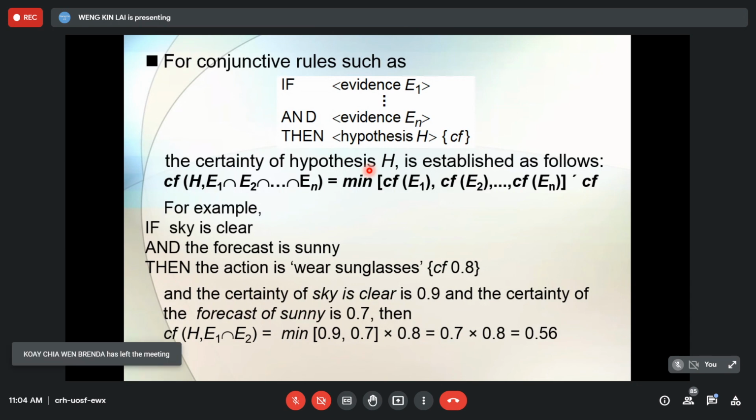I'm going very slowly this semester. You can see here, I'm covering already four lectures on this certainty factor. So I'm going quite slow, right?